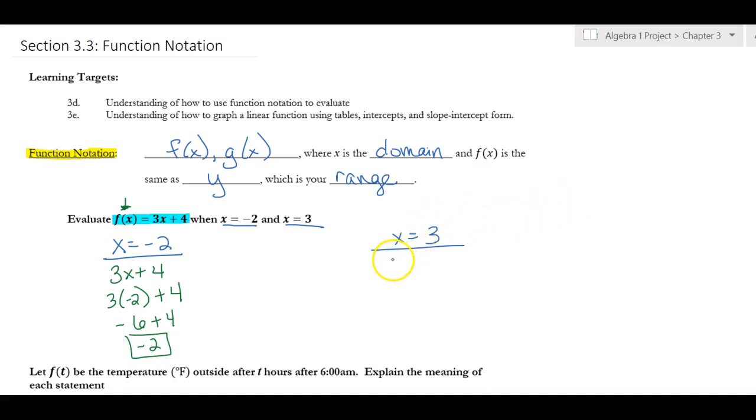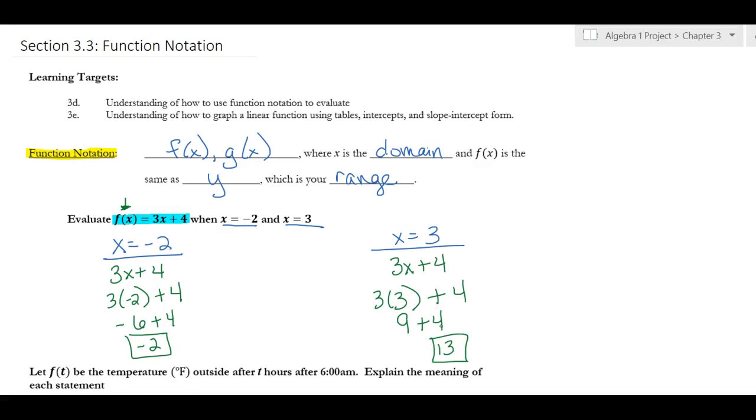Over here I do the same thing. I write the function down without the letters. And so now it's 3 times -2. Oops, not -2. What were we supposed to plug in? We're supposed to plug in 3. 3 times 3 plus 4. So 3 times 3 is 9 plus 4, which is 13.